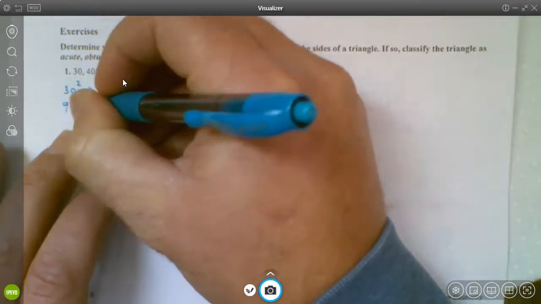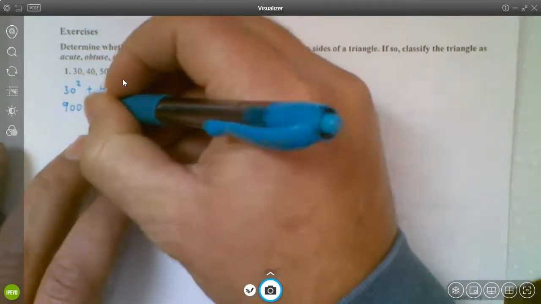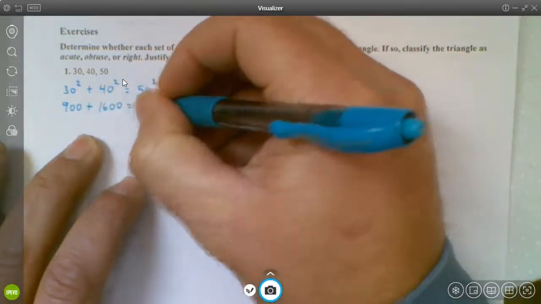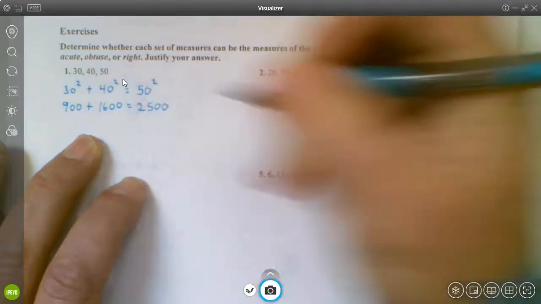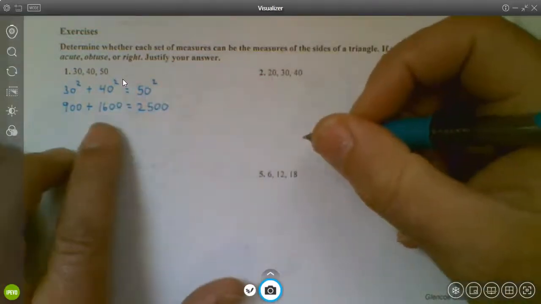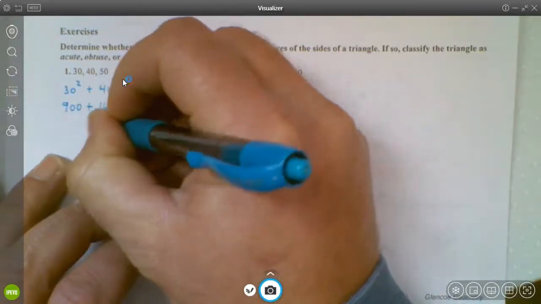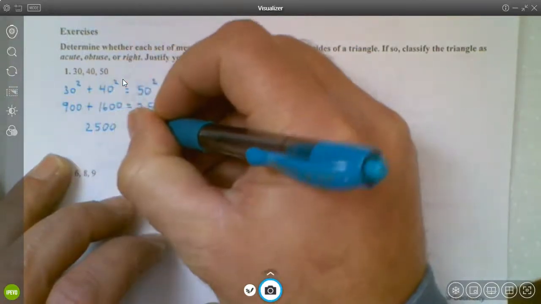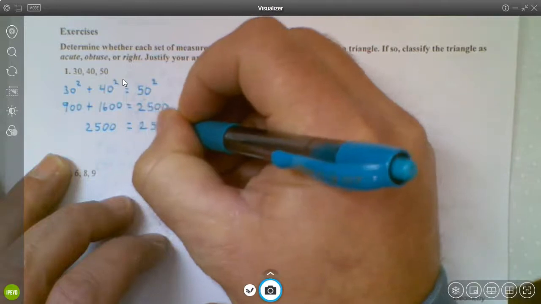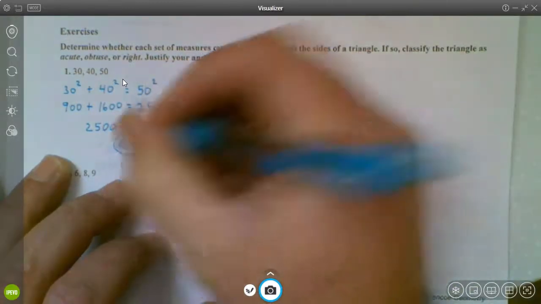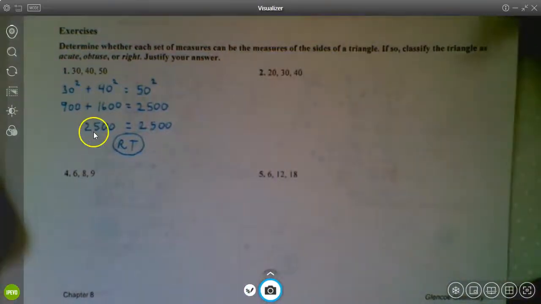And 40 squared would be 1600, and this would be 2,500. Right? Well, 900 plus 1,600 is 2,500. So sure enough, I know this is a right triangle, because a squared plus b squared did equal c squared. So that one fit the formula.